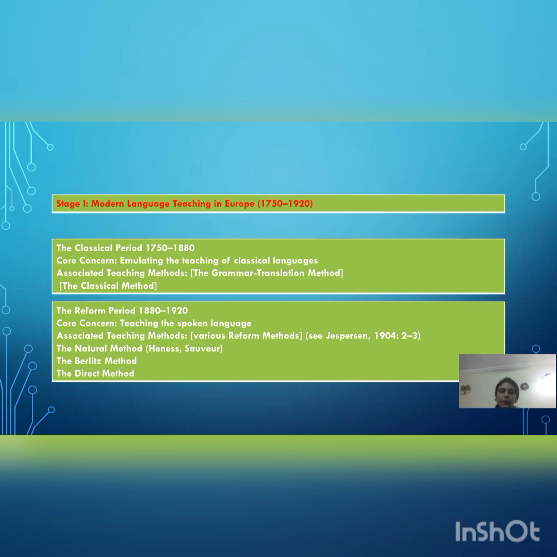Then the reform period, 1880 to 1920. Here the focus is on the spoken language, that whatever you have learned, now you have to speak. So the English language is emerging in a way. So there are associated methods. Those were reform methods. These are the natural method, that you naturally learn the words and speak the words in a natural way, the Berlitz method and the direct method. Those were the methods in the reform period.